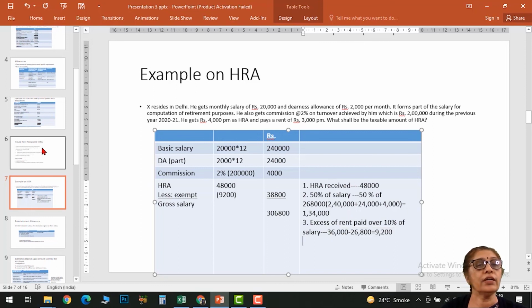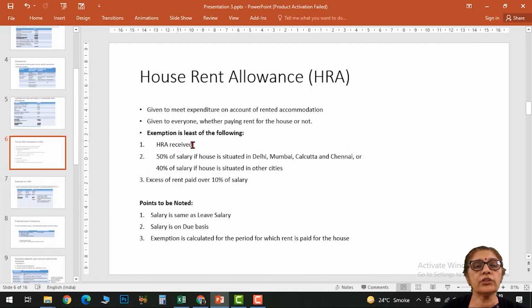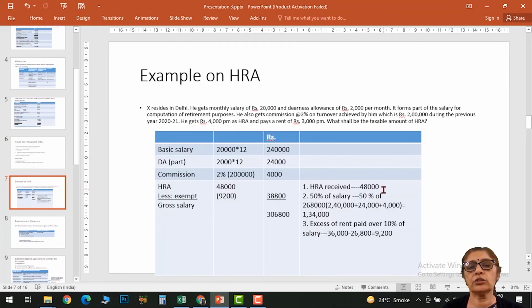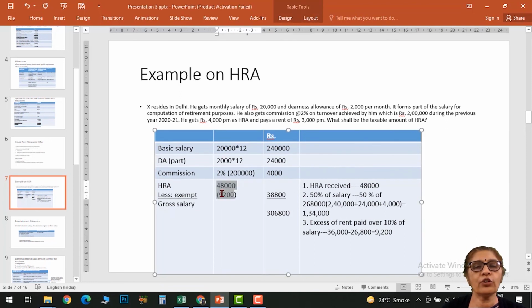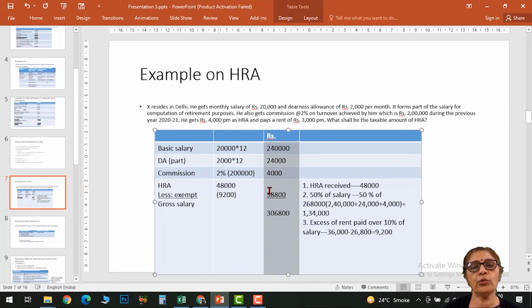So what do we do? We have to take the least of the three. And least is 48,000, 1,34,000, 9,200. So least is 9,200. So out of this 48,000, exempted HRA would be 9,200. And taxable HRA would be 38,800, 48,000 minus 9,200. And you add them all together, you arrive at the figure of gross salary. So your salary structure here has only four things: basic, DA, commission and HRA.